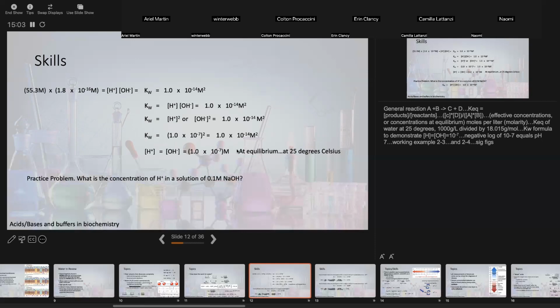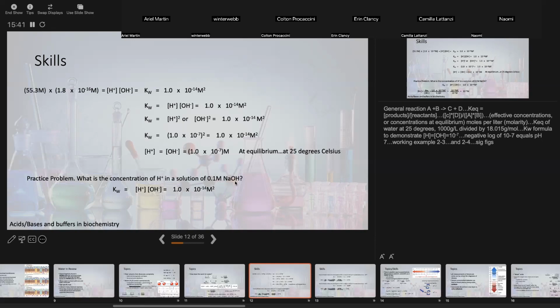So essentially, a practice problem. I'm just going to throw it up here and walk through it instead of pausing and letting you work through it. How you could see this in a problem is you'd be given this information. I could ask you what the concentration of H plus is in a solution of 0.1 molar sodium hydroxide. Again, remember, we know Kw, which equals 1 times 10 to the negative 14th, always equals H plus times OH minus. So if we rearrange this, we know what Kw equals, 1 times 10 to the negative 14th.